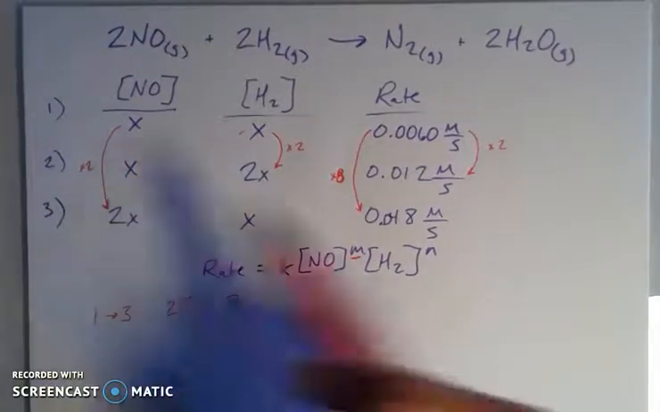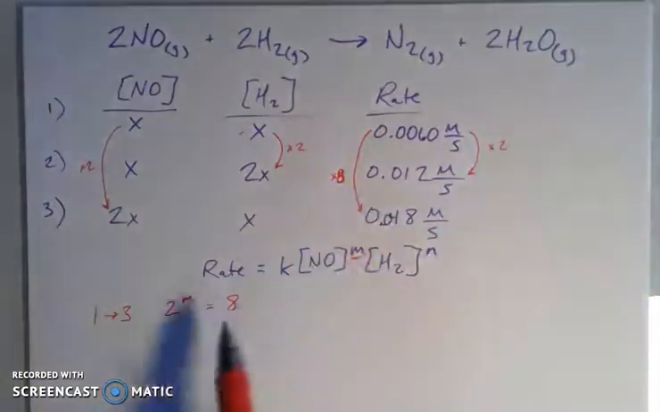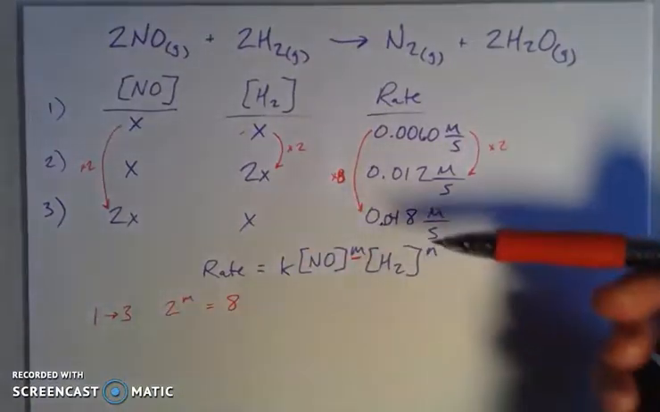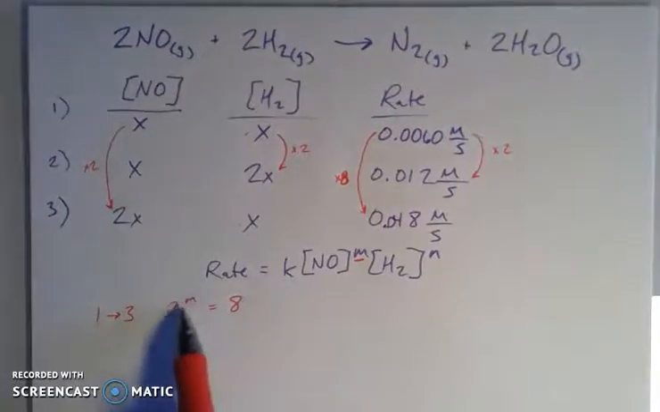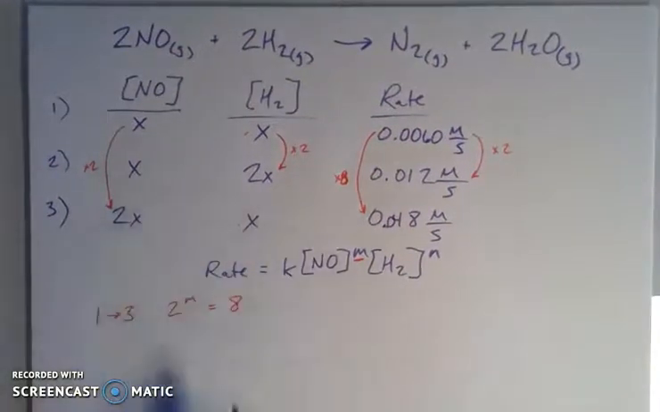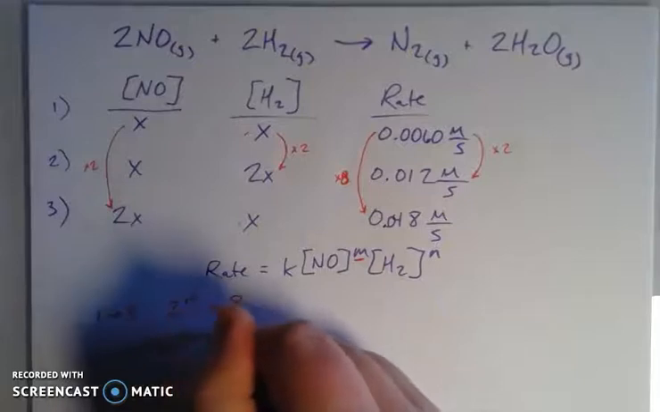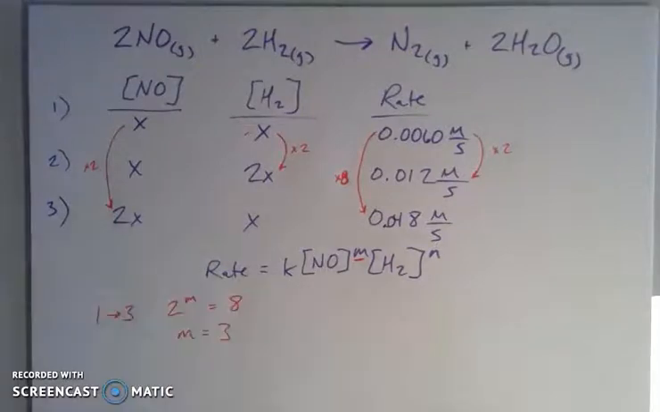So I doubled this, and the rate changed by 8. Just like the calculation before, if we take the ratio of these, that gives me 2 to the variable that I'm looking for. And so 2 to what power gives me 8? Well, m is equal to 3 then.